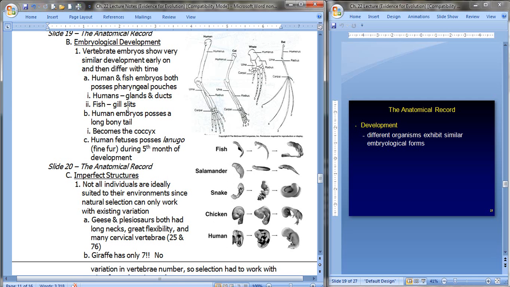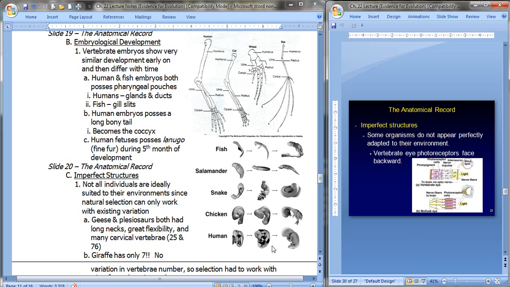We see gill slits. We see glands and ducts that disappear later on. There are tails in human embryos that later become our coccyx. Human fetuses possess lanugo, which is a very fine fur during the 5th month of embryonic development that goes away. And we see many similarities across the vertebrate embryos that are due to the same genes during development that later get turned off or are not part of development later on, that couldn't otherwise be explained other than through the common ancestor.